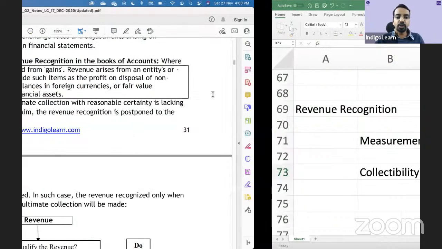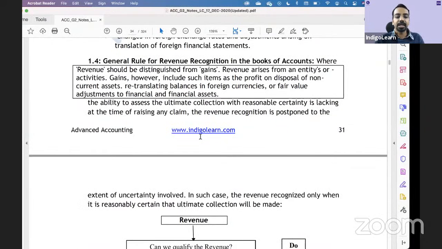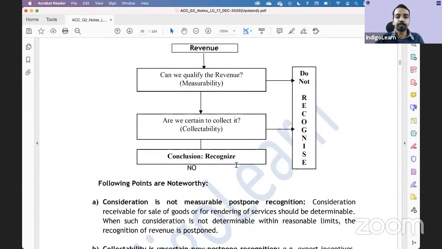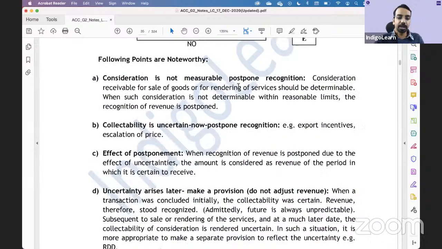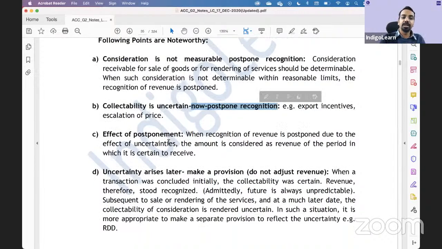Okay, so if these two conditions, measurability and collectibility, are satisfied, recognize; otherwise, do not recognize. As I said, if consideration is not measurable, then you will postpone recognition. If collectibility is uncertain, postpone recognition. Once you postpone, then in whichever financial year the certainty comes, in that period you will recognize the revenue. And this we spoke about, you will make a provision if the amount is not recoverable later.